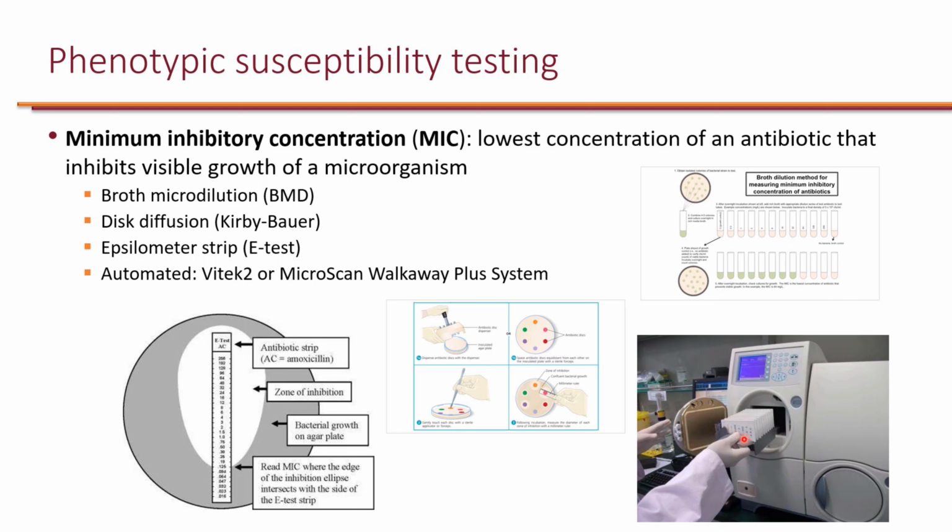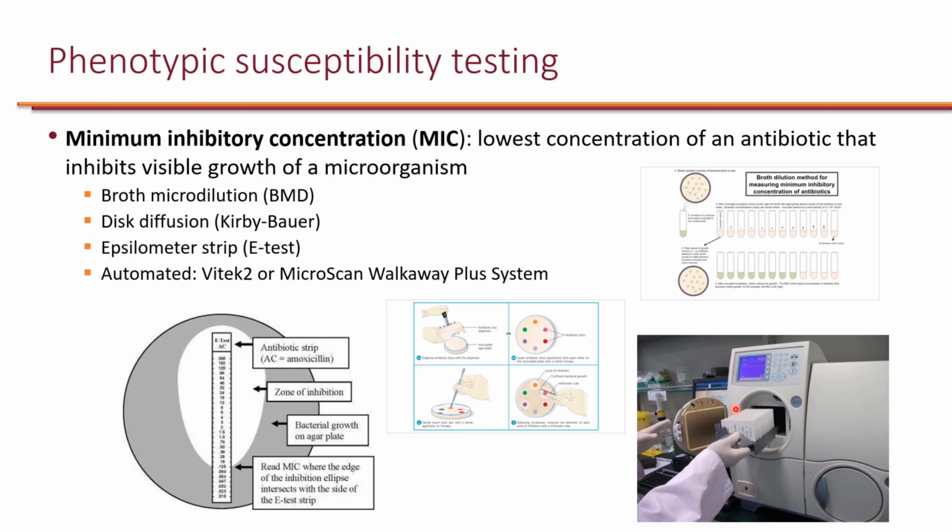There are these cartridges that you put in, and you just run the machine, and it may take some time for the machine to run, and then in a matter of an hour or so, it will actually give you MICs. So then you can get your MIC and interpret it as susceptible, intermediate, or resistant. These automated systems are most commonly used for the majority of the samples.